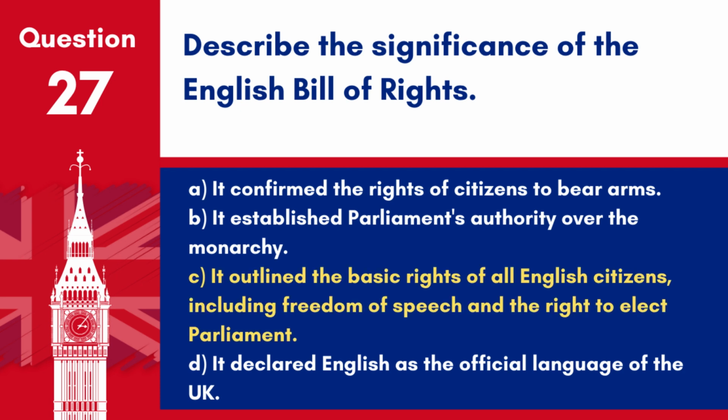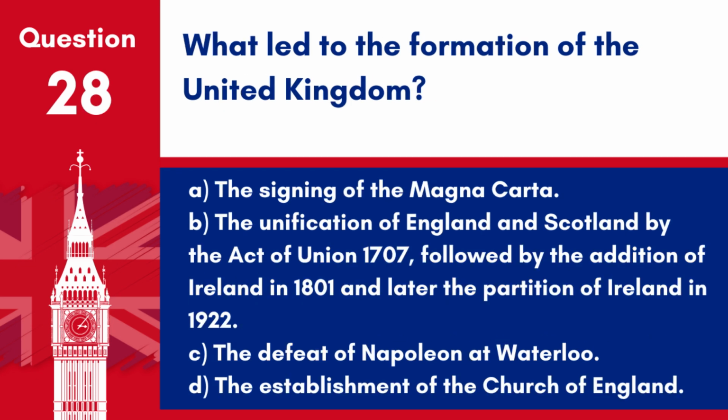Answer C. It outlined the basic rights of all English citizens, including freedom of speech and the right to elect Parliament. The English Bill of Rights of 1689 laid down limits on the powers of the Crown and set out the rights of Parliament, forming a basis for the constitutional monarchy. Question 28. What led to the formation of the United Kingdom?